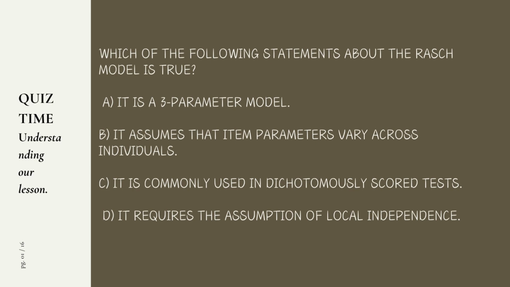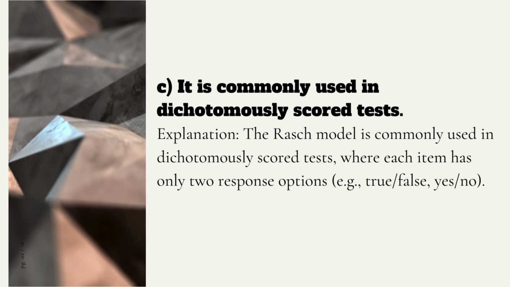Which of the following statements about the Rasch model is true? A. It is a three-parameter model. B. It assumes that item parameters vary across individuals. C. It is commonly used in dichotomously scored tests. D. It requires the assumption of local independence. C. It is commonly used in dichotomously scored tests. The Rasch model is commonly used in dichotomously scored tests, where each item has only two response options, e.g., true, false, yes, no.